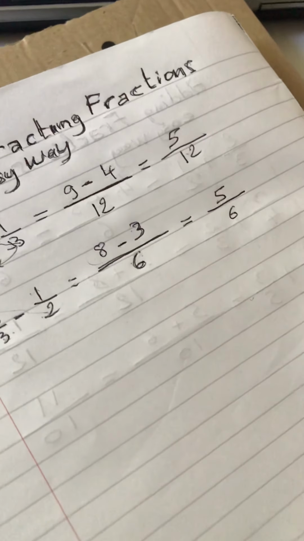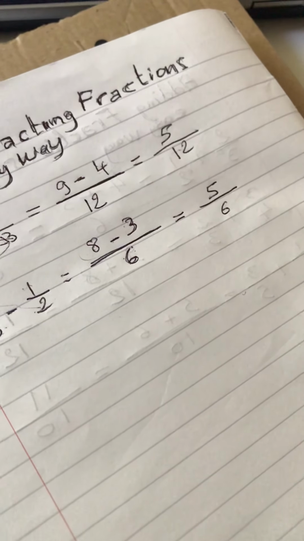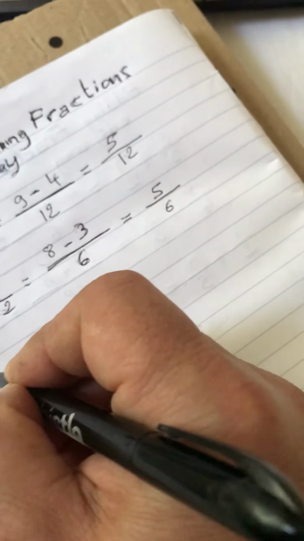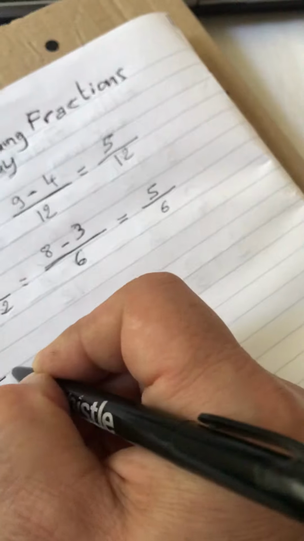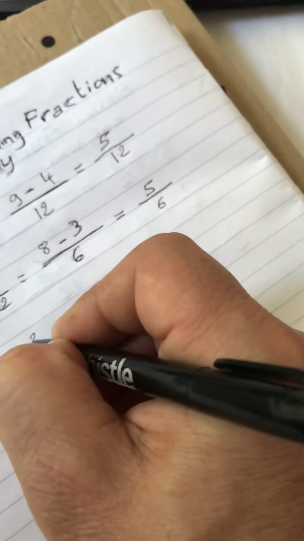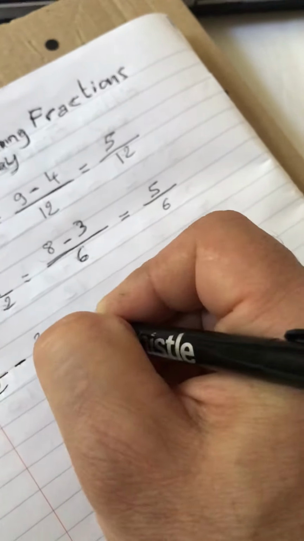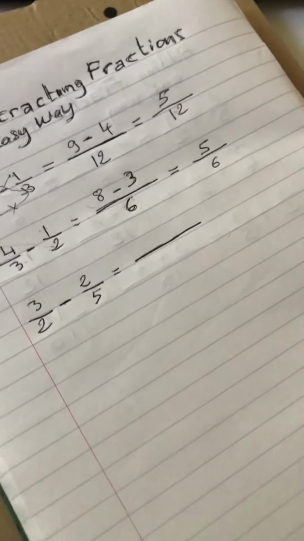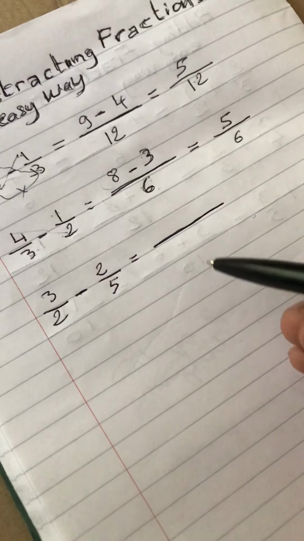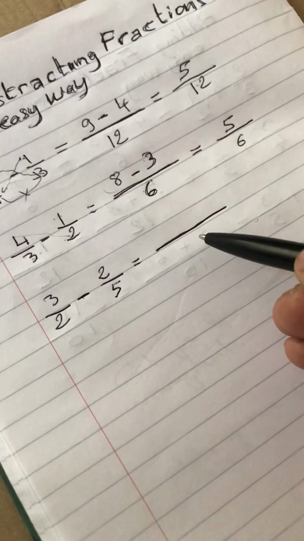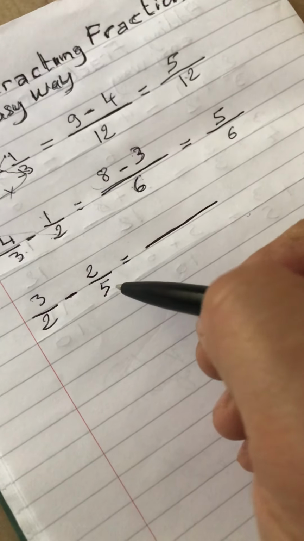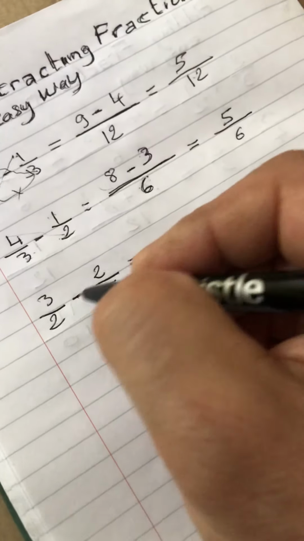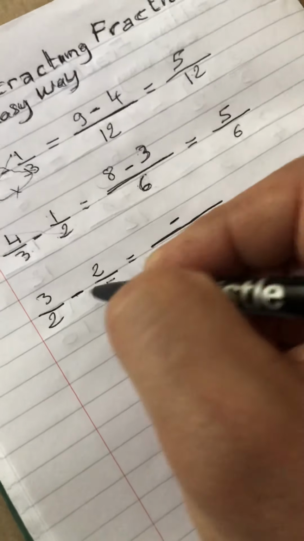Let's do one more example. 3 over 2 minus 2 over 5 equals, as usual. So now guess with me, what do you expect to go here? So guess it first before I say it. Okay, I'll tell you. 5 times 2 is 10. So the sign is minus because we have minus here.